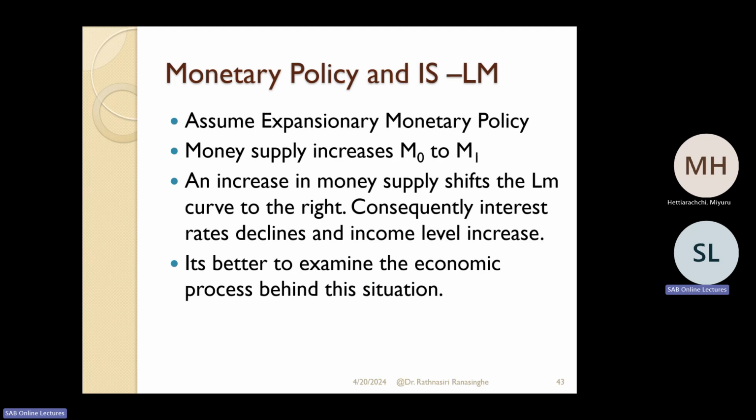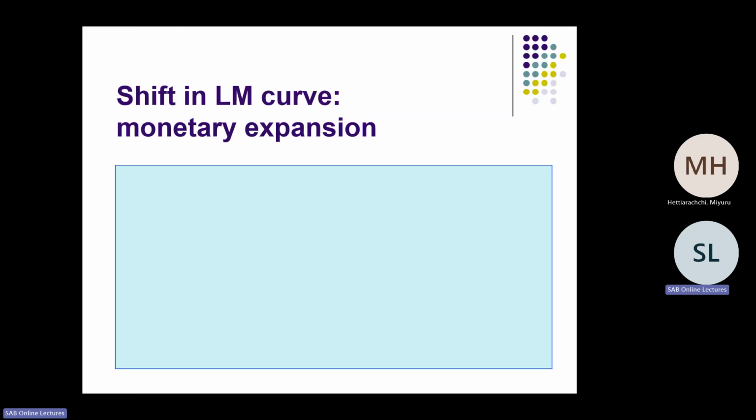So what happens if there is an increase in the money stock? If there is expansion in the money supply, we know that will shift the LM curve. The LM curve shifts to the right. You need to look at the story behind that. Now, if there is a monetary policy change, what happens? This is the IS-LM, and this is LM at M0.